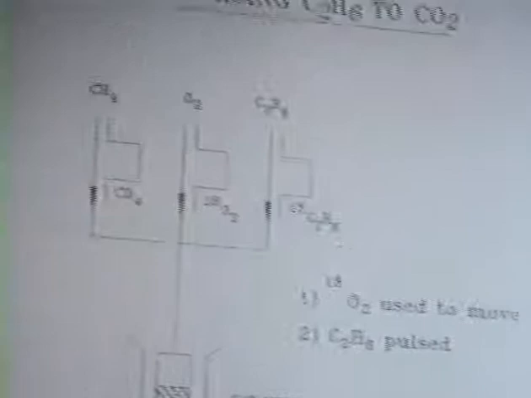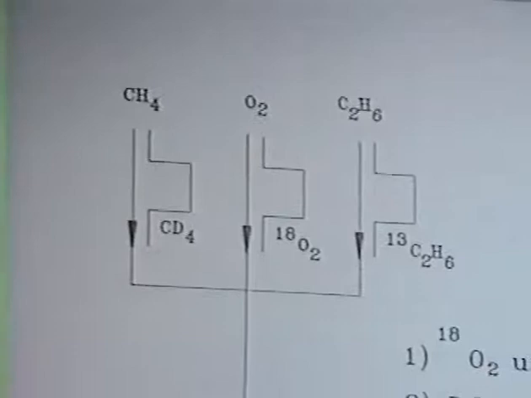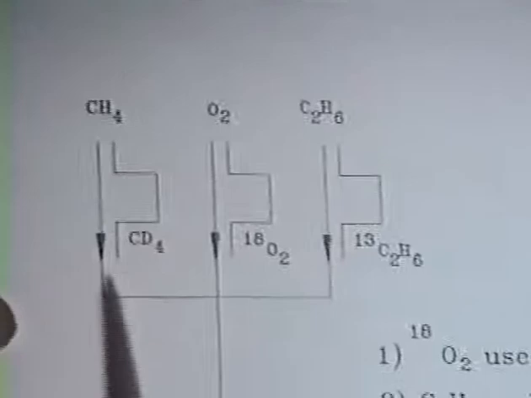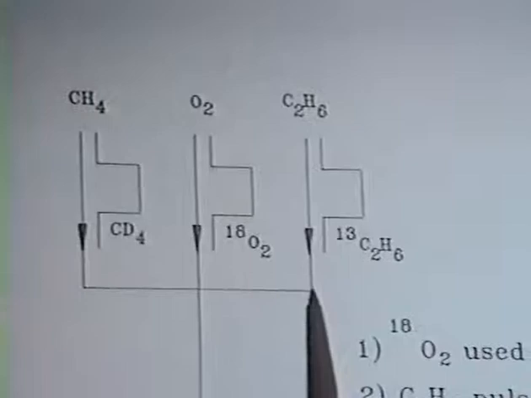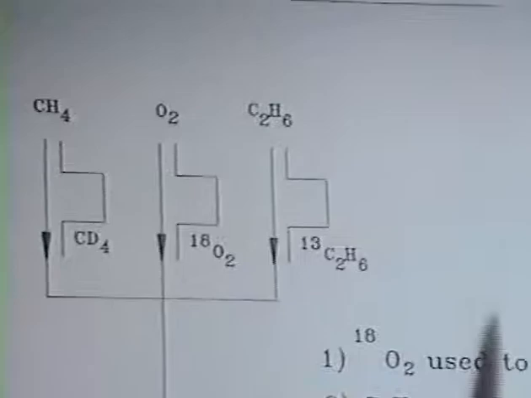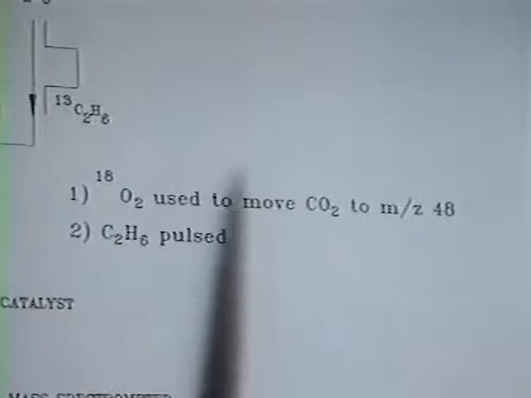We put in an extra loop. In fact, our apparatus looks nothing like that. We have 10 valves where we can switch things all over the place. But conceptually, we had 3 loops. We could switch the methane, we could switch the oxygen, and we introduced a small amount of ethane, which we could switch to C13 ethane, or use ethylene and switch to C13 ethylene.